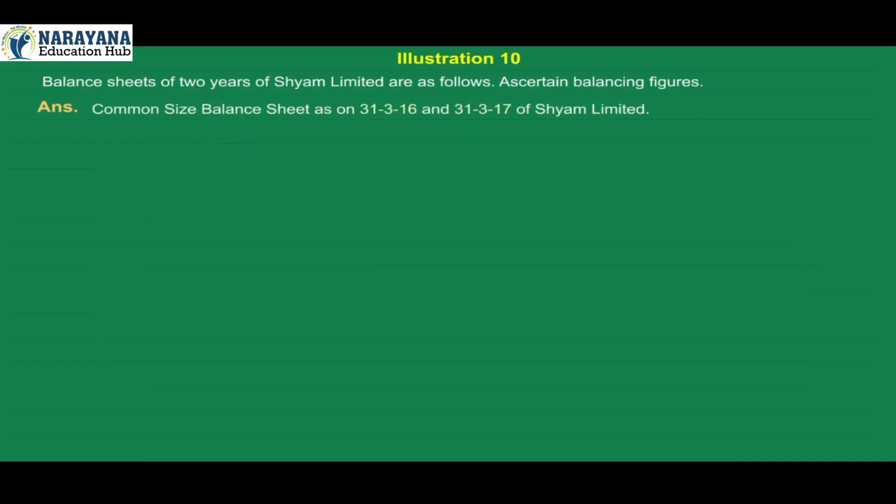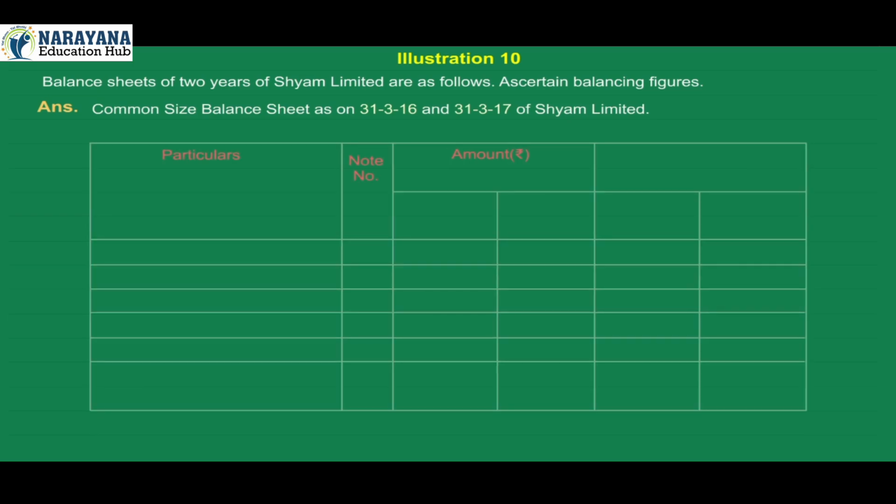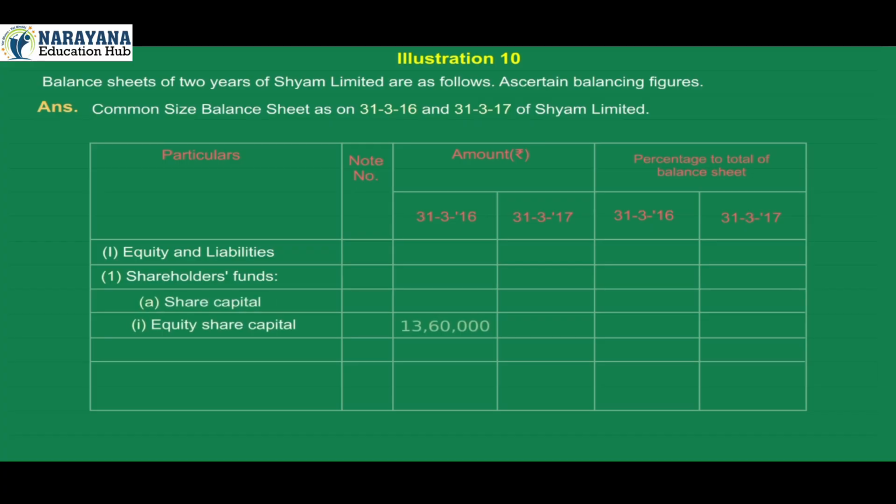lakh. Common size balance sheet as on 31st March 2016 and 31st March 2017 of Shyam Limited. Particulars, note number, amount, 31st March 2016, 31st March 2017. Percentage to total of balance sheet, 31st March 2016, 31st March 2017. Number 1. Equity and liabilities. 1. Shareholders funds. A. Share capital. 1. Equity share capital. 13 lakh 60,000, 20 lakh, 40%, 40%. 2. Preference share capital. 6 lakh 80,000, 10 lakh, 20%, 20%.